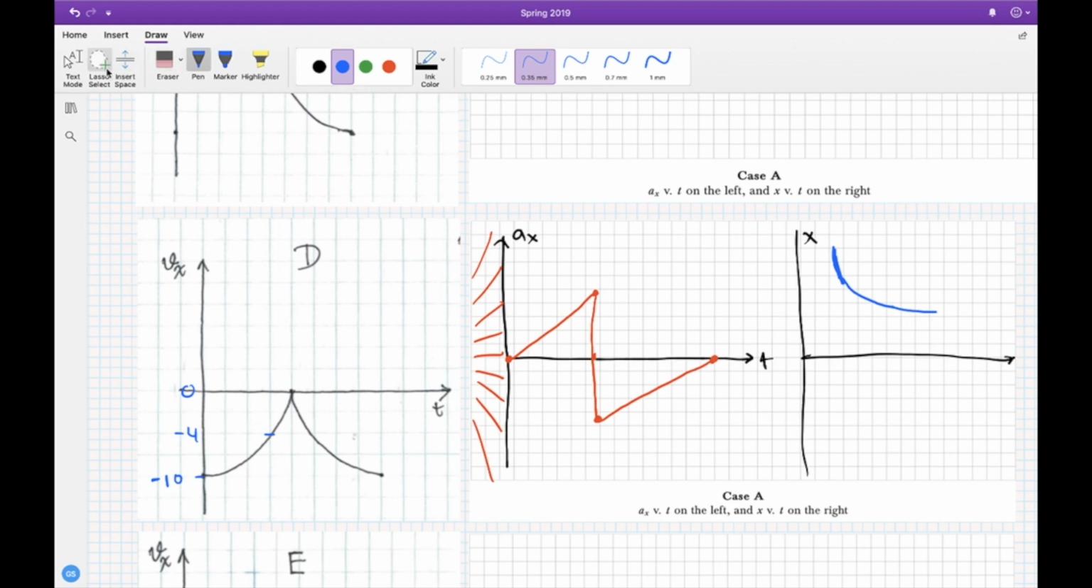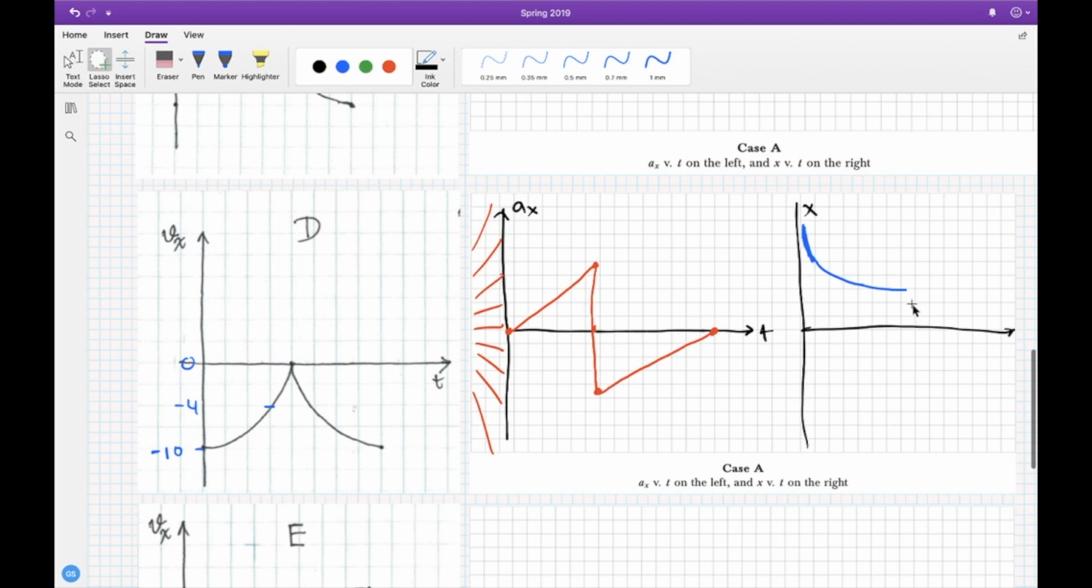Let me actually shift this over a little bit just to give myself some more room. Notice how I'm shifting and it doesn't matter because, again, the velocity graph only tells us about the behavior of the graph and nothing about where it starts or where it ends. So anyways, we end up at 0 here, right? So this point right here is this point.